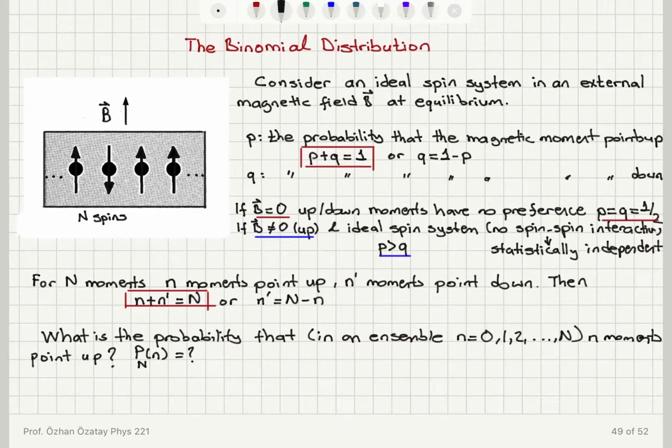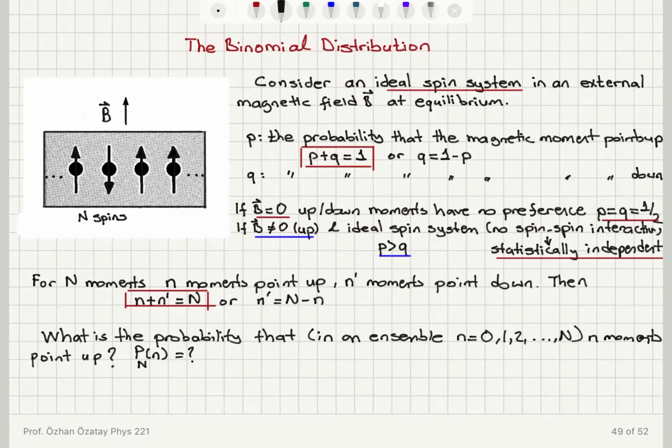Well, first of all, I have noted that these are statistically independent. So let me underline this one. There is no interaction between the spins. And why? Because it's an ideal spin system. So without thinking too much about this, I have learned that for statistically independent probabilities, the probability of joint occurrence of events is just the product of the probabilities.